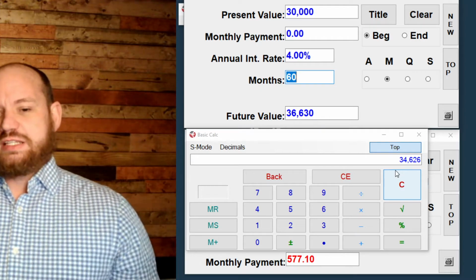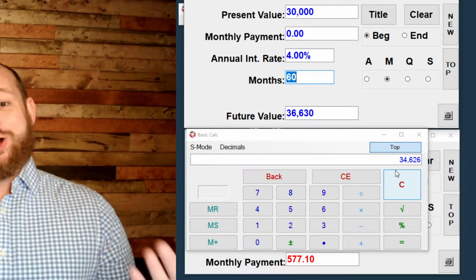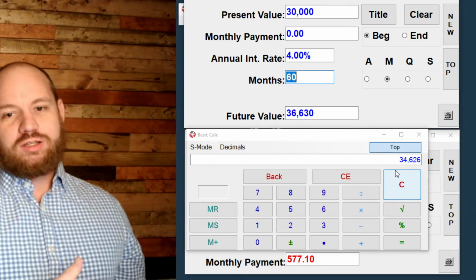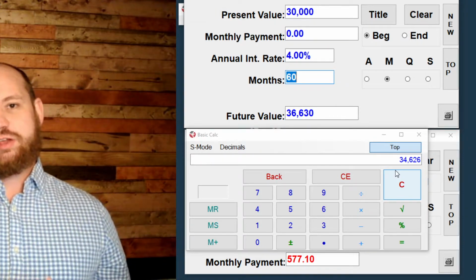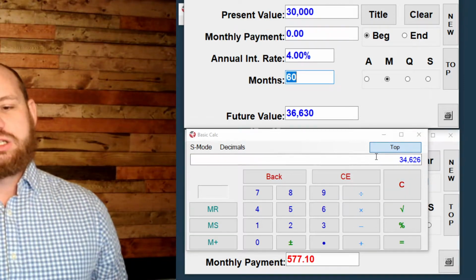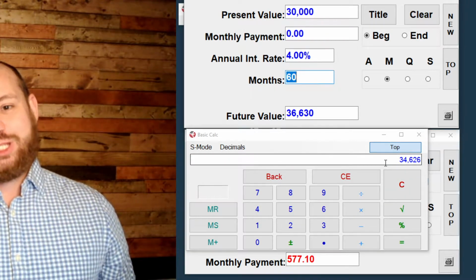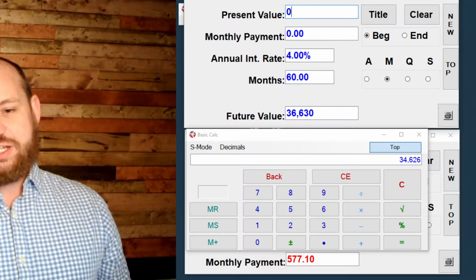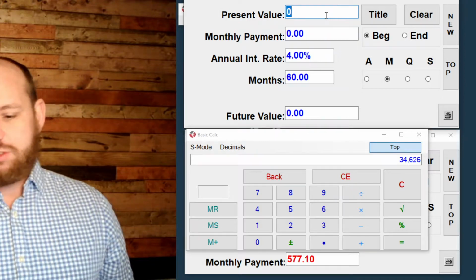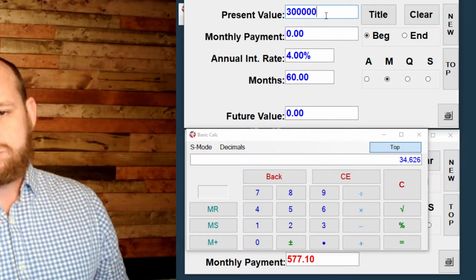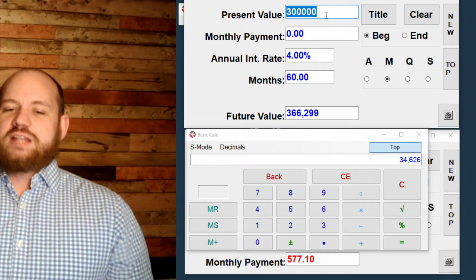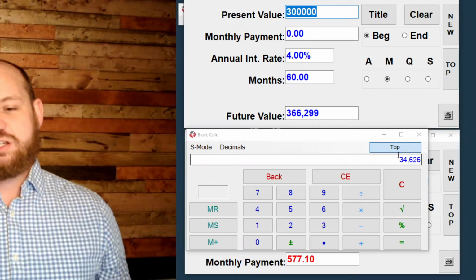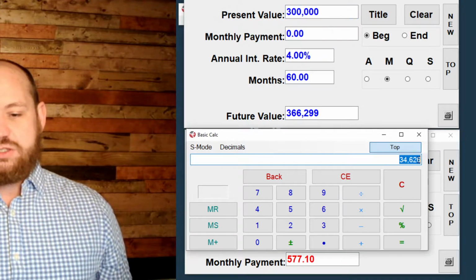What does this mean if we were looking at a home? Instead of a $30,000 car, what if you were looking at a $300,000 home? Well, this one is easy, you just add a 0. If we just add a 0 onto there, it becomes $366,299.